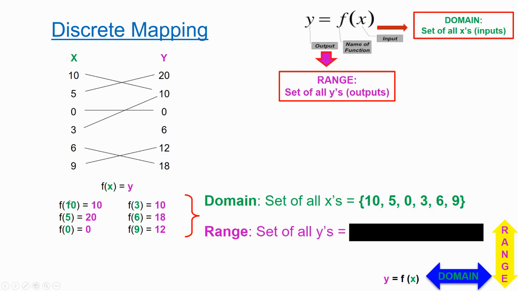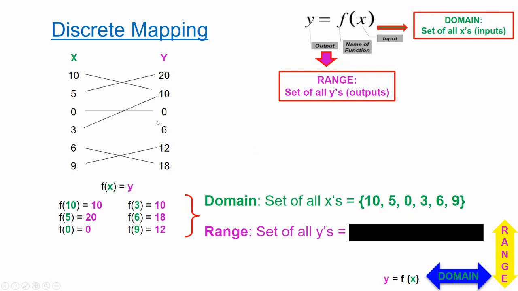Here's my domain, all of the x's, inputs, right? 10, 5, 0, 3, 6, 9. Now, I'm going to pause here to let you figure out what is the range. Okay, gave you a little extra time, so hopefully you didn't fall for the trick, okay?